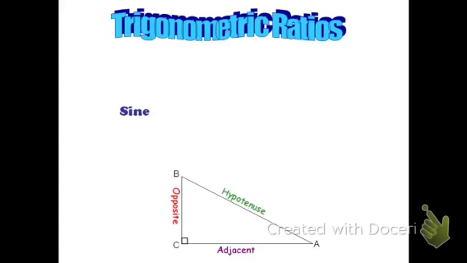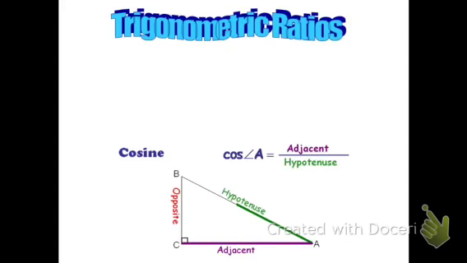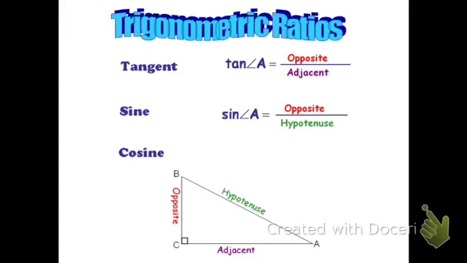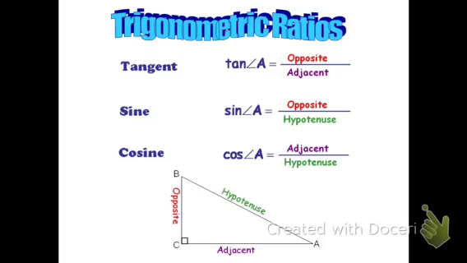The next trig function we're going to look at is sine. Sine is the ratio of opposite to the hypotenuse. The last one will be cosine. Cosine is the ratio of adjacent to hypotenuse. So our three trig functions again are tangent, sine, and cosine. Now there's a trick to memorize which one's sine, which one's cosine, and which one's tangent. And it goes like this.